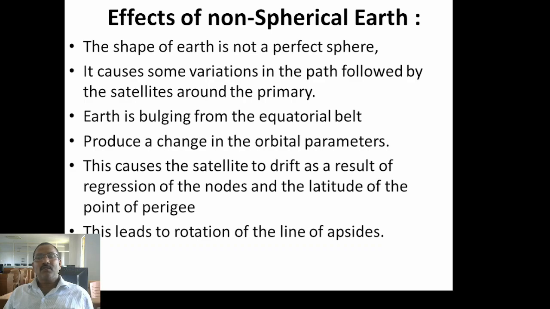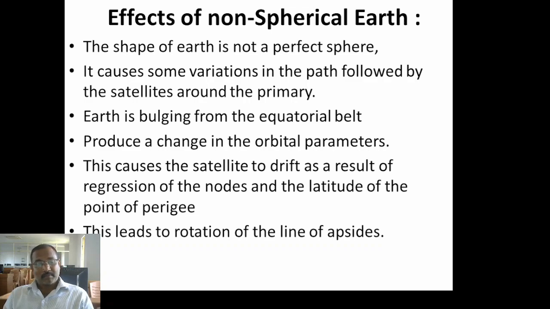Next is the effect of non-spherical Earth. Ideally we consider the Earth as a perfect sphere, but actually the Earth is not a perfect sphere. Since it's not a perfect sphere, it causes some variation in the path followed by the satellites around the Earth.